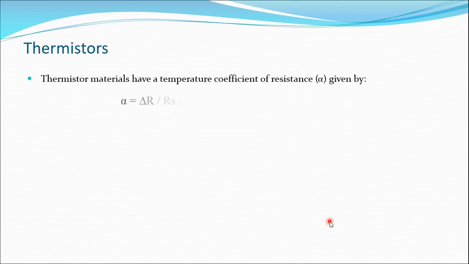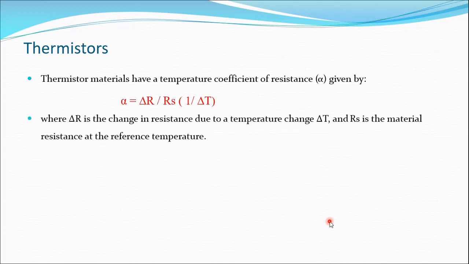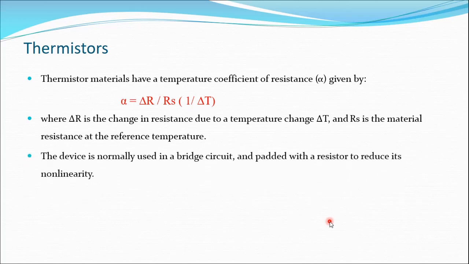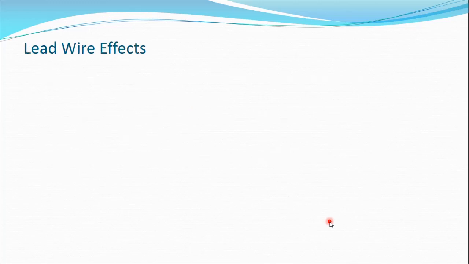So thermistor materials have a temperature coefficient of resistance, that is alpha, which is given by alpha is equal to del R by Rs into bracket 1 divided by del T, where del R is the change in resistance due to the temperature change del T, and Rs is the material resistance at the reference temperature. So the device is normally used in a bridge circuit and padded with a resistor to reduce its non-linearity.